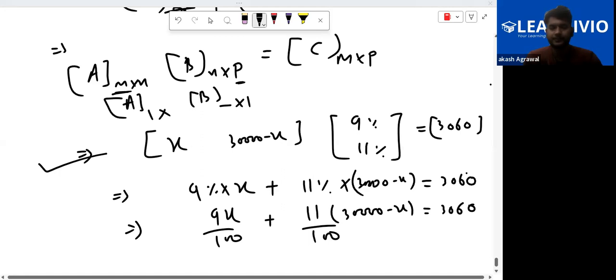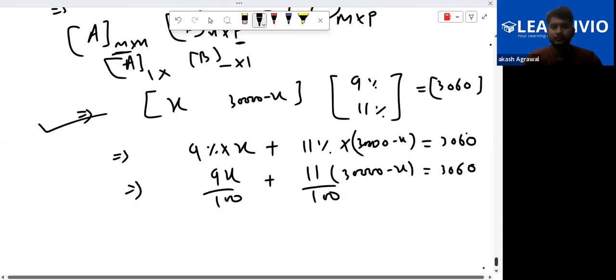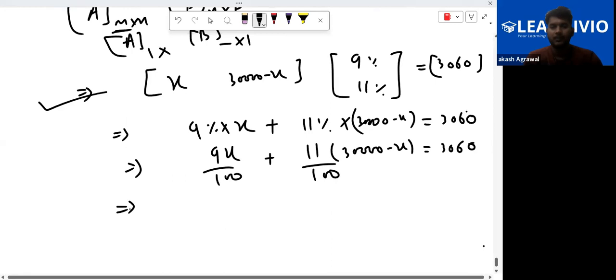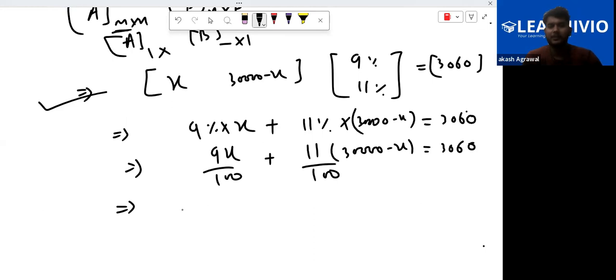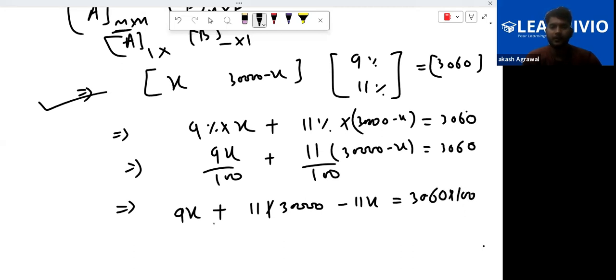Solved it? This is a very simple equation. This is 9x plus 11 times 30,000. Let's keep it like this, and minus 11x. We can multiply this 100 to this side, so this is 3060 times 100. So 9x minus 11x, we have minus 2x plus 330,000, which is equal to 306,000.